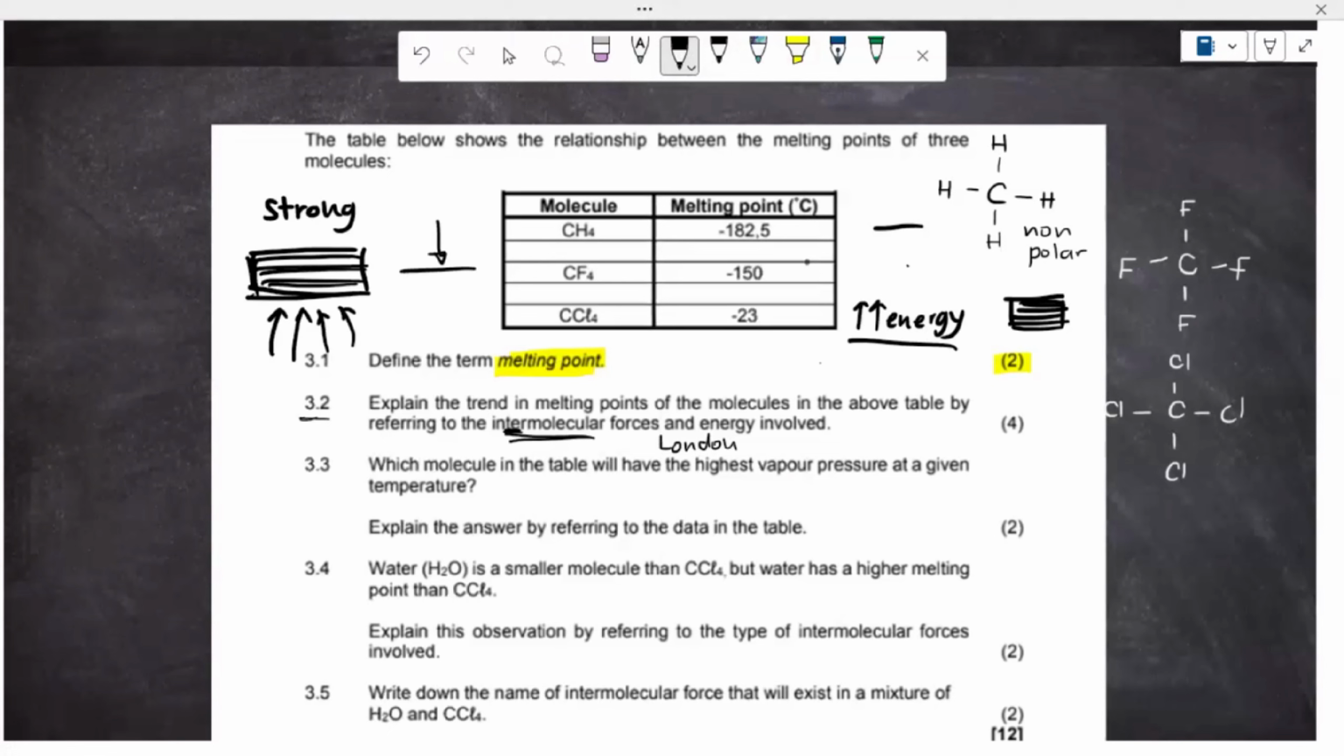And it makes sense because if you think about it, London forces we said are weak. And here this requires so little energy to break this bond. So if it requires less energy, that means it's weak, right? So here it's checking out like, okay, it's such a low boiling point. We need very little energy, meaning that the thing is weak, and we know London forces are weak.